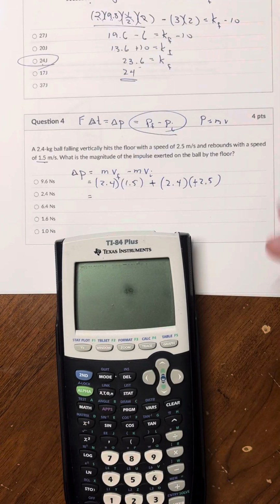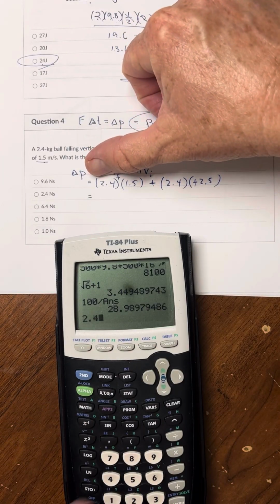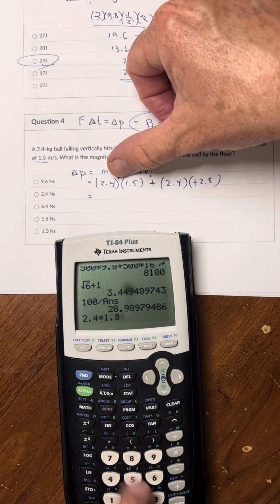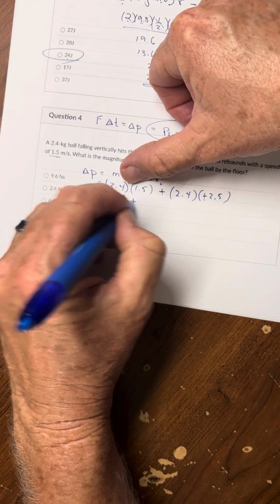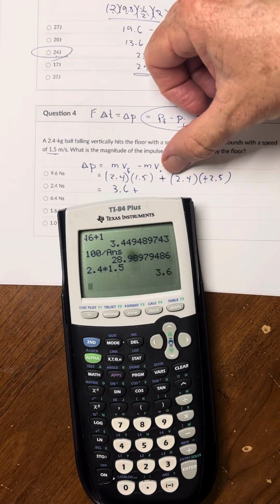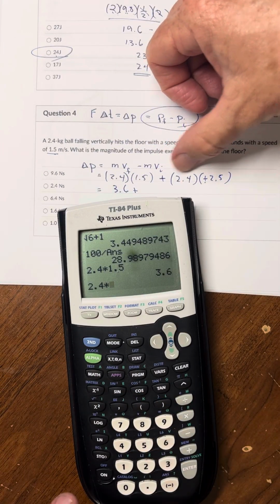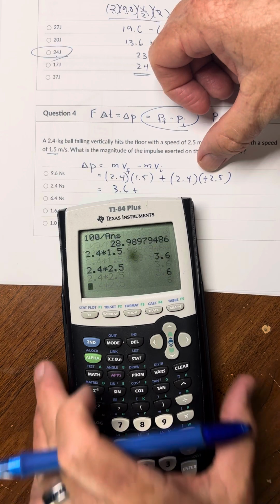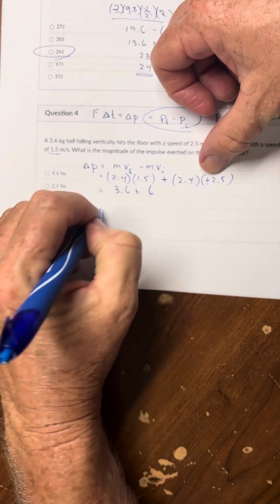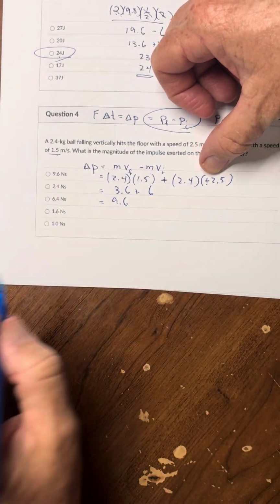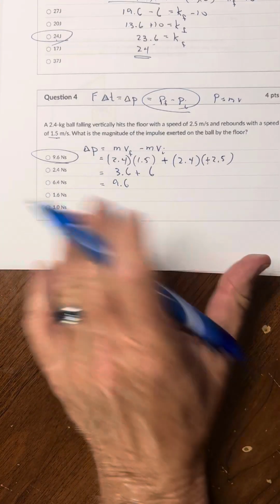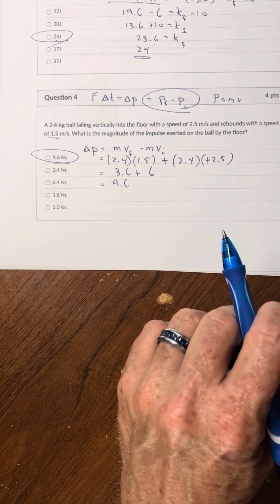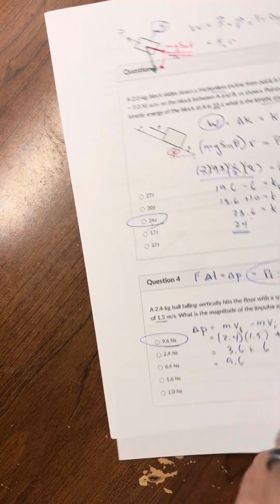So mathematically, we would have 2.4 times 1.5, which is 3.6, and then 2.4 times 2.5, which is 6. And so that's 9.6. And so 9.6 would be the first one there, answer A for number 4. Okay.